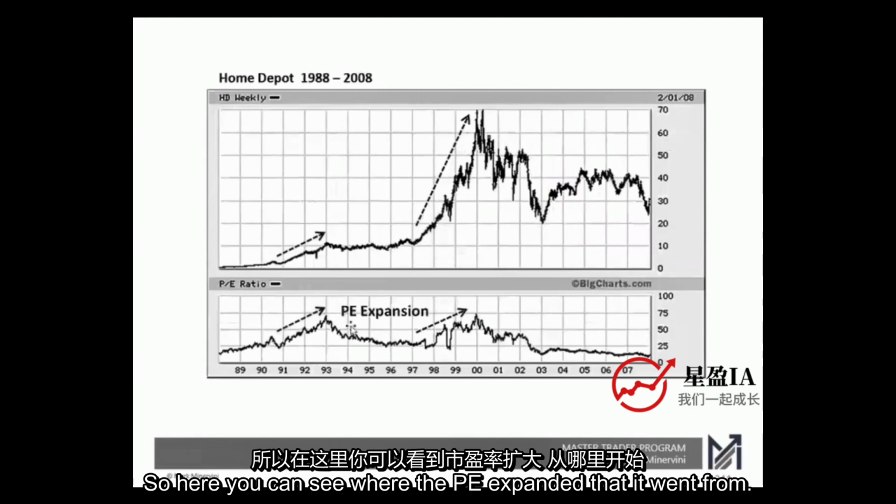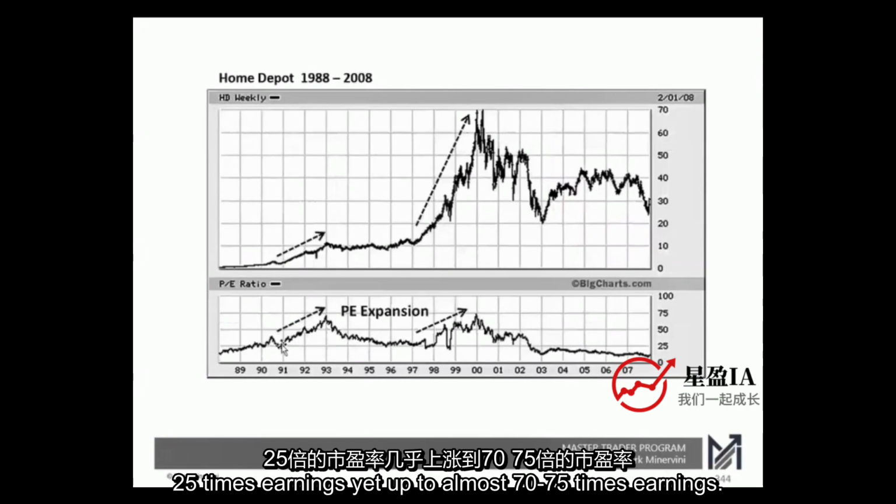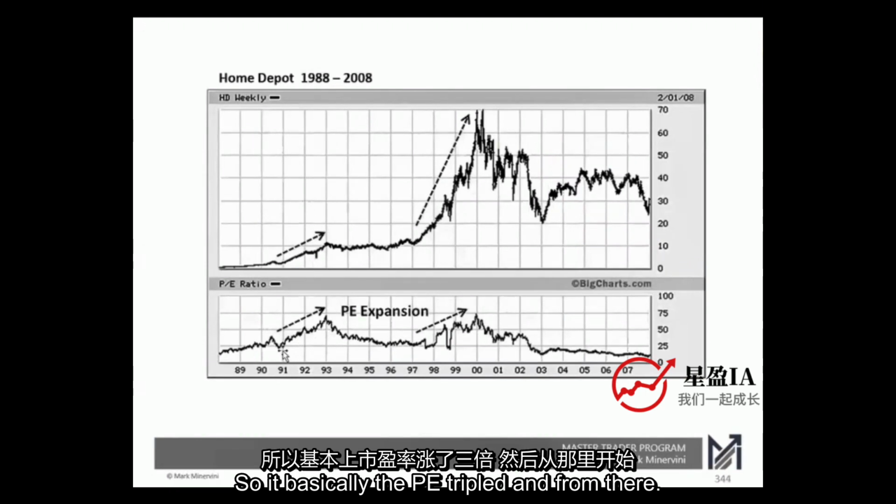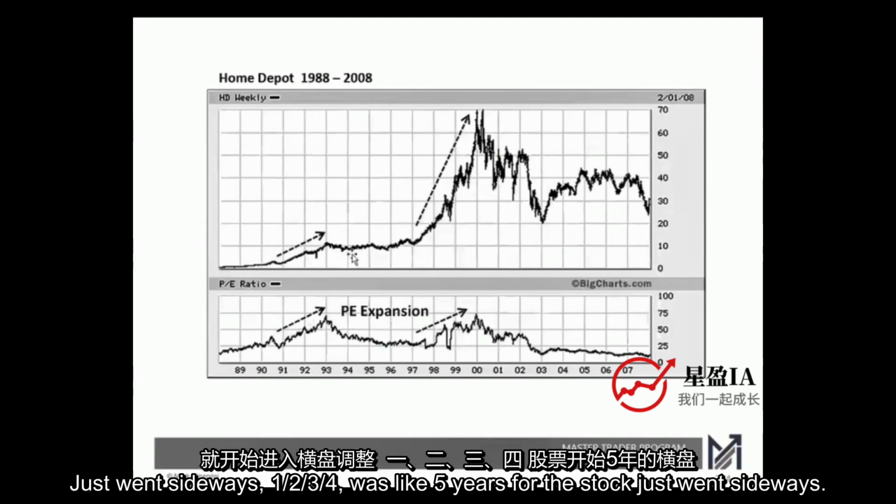Here's that Home Depot example I was telling you about. Here you can see where the PE expanded. It went from, I don't know, 25 times earnings up to almost 70, 75 times earnings. So basically the PE tripled, and from there it just went sideways. 1, 2, 3, 4. It was like 5 years where the stock just went sideways.